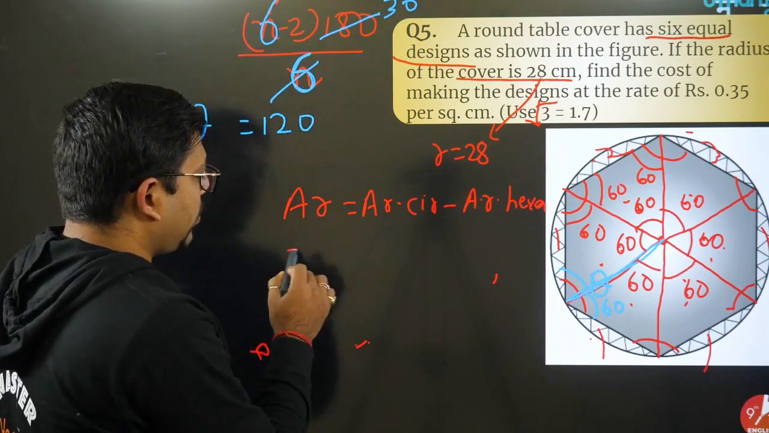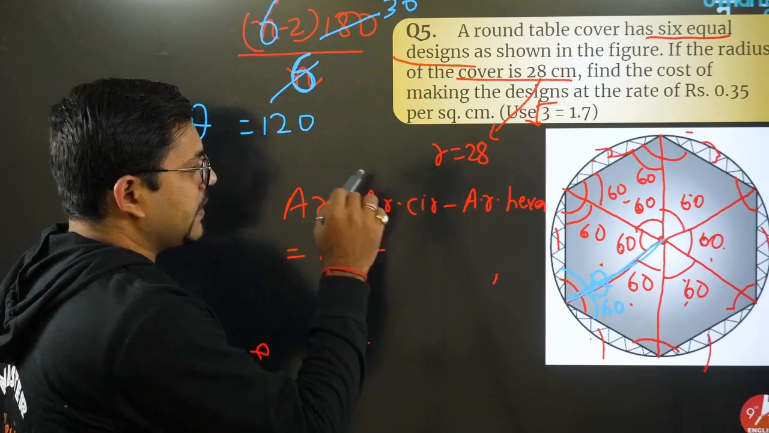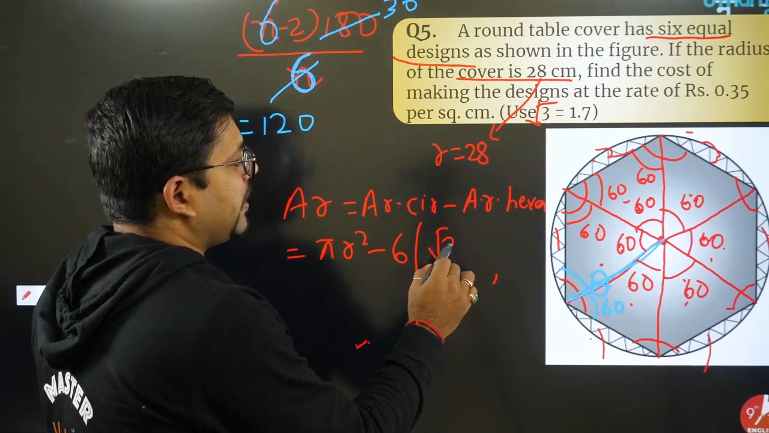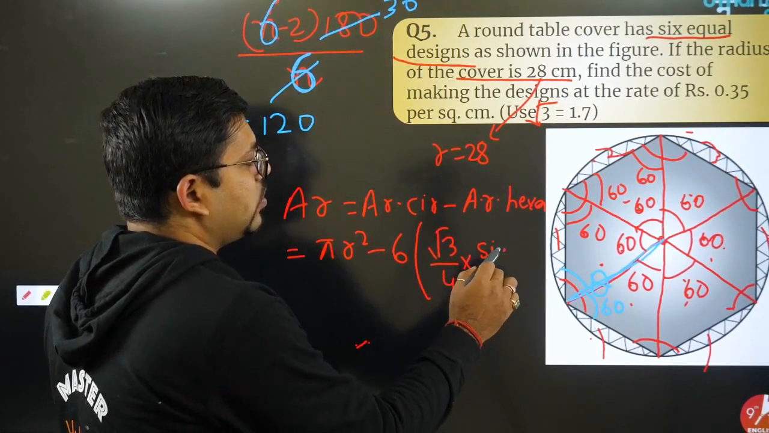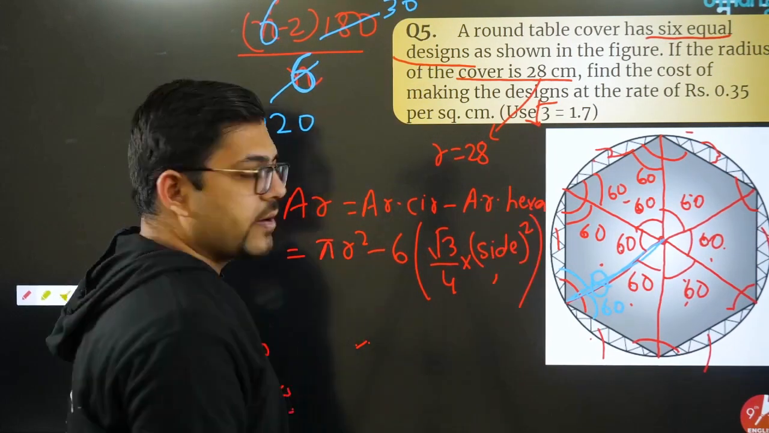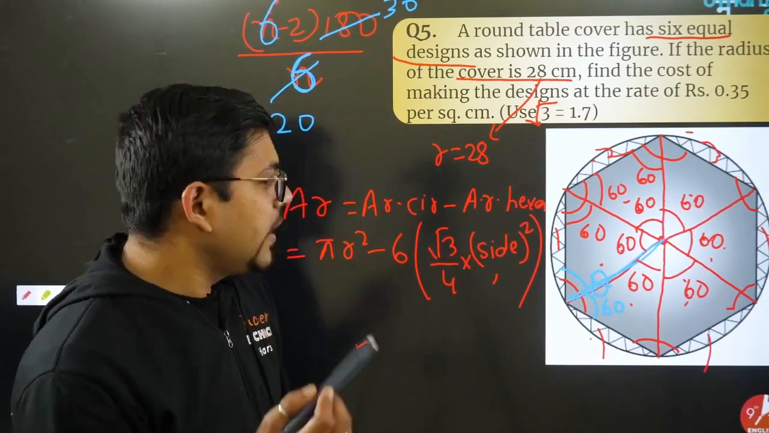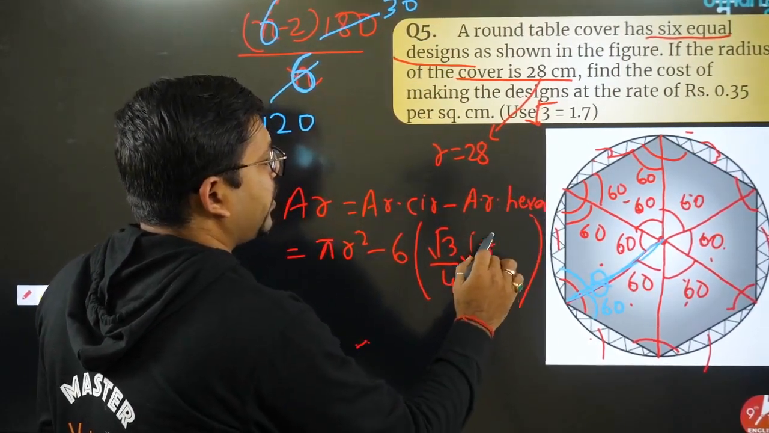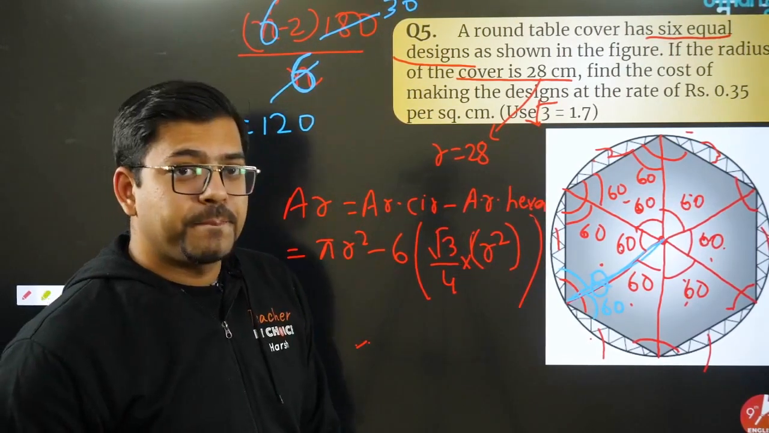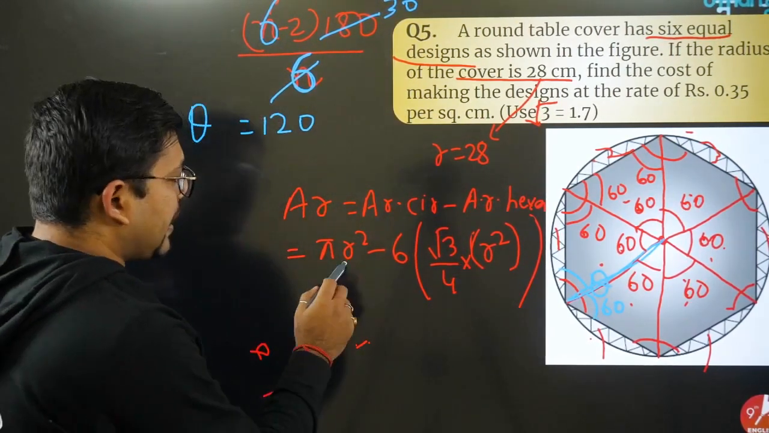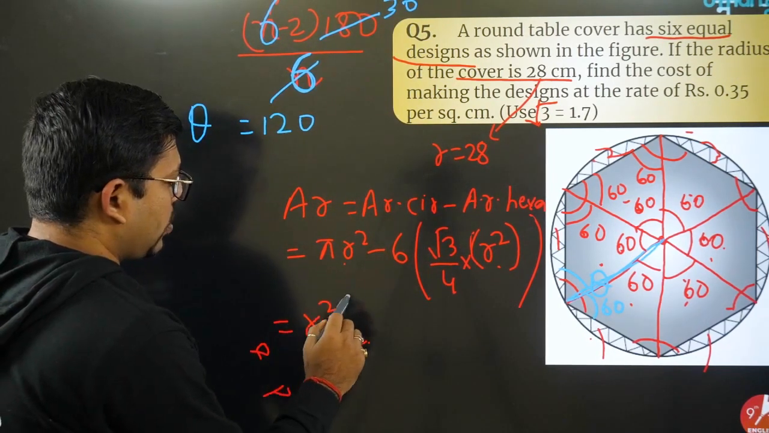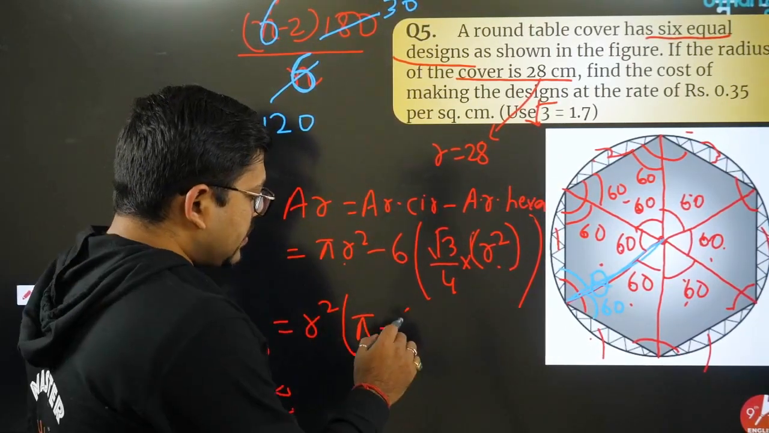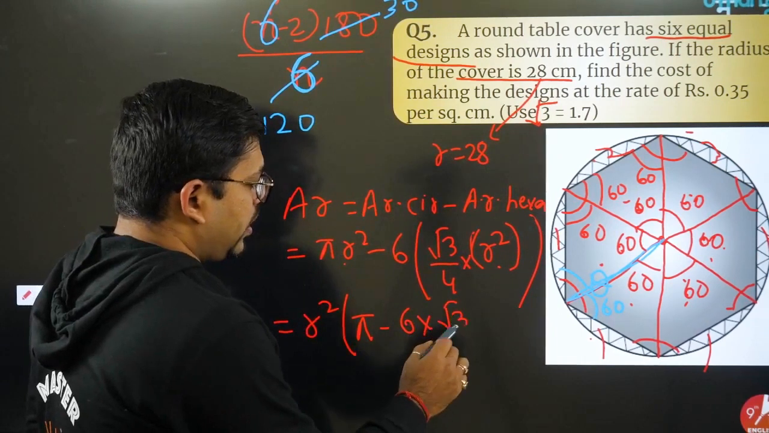So area of circle, we all know, is pi r square, minus area of hexagon, which is 6 times root 3 by 4 into side square. That is the formula for the area of an equilateral triangle: root 3 by 4 into side square. And here the side length is equal to the radius, so I'll write root 3 by 4 into r square. Now r square and r square can be taken common. Remaining is pi minus 6 into root 3 upon 4.